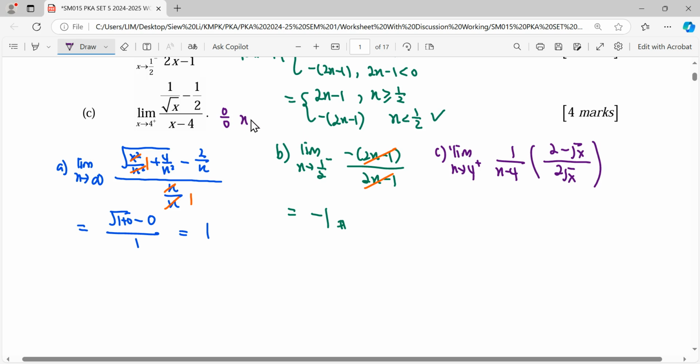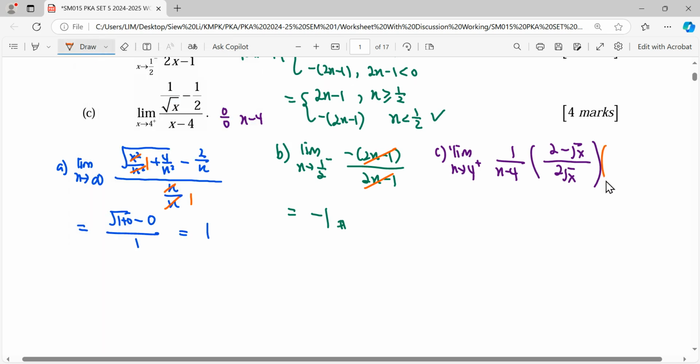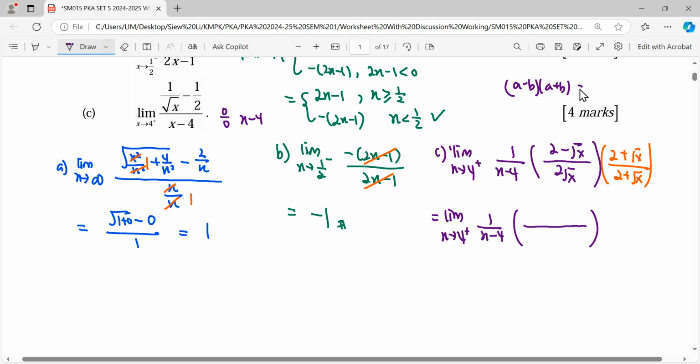So you must be able to simplify your factor of IDF as x approaches 4 from the right hand side. So your factor of IDF will be x minus 4. So this one is ready to simplify, meaning this one we need to times with its conjugate. So timing with its conjugate, it will be 2 plus surd x. Then we simplify the conjugate part. a minus b, a plus b, so you get a squared minus b squared. We get 4 minus x.